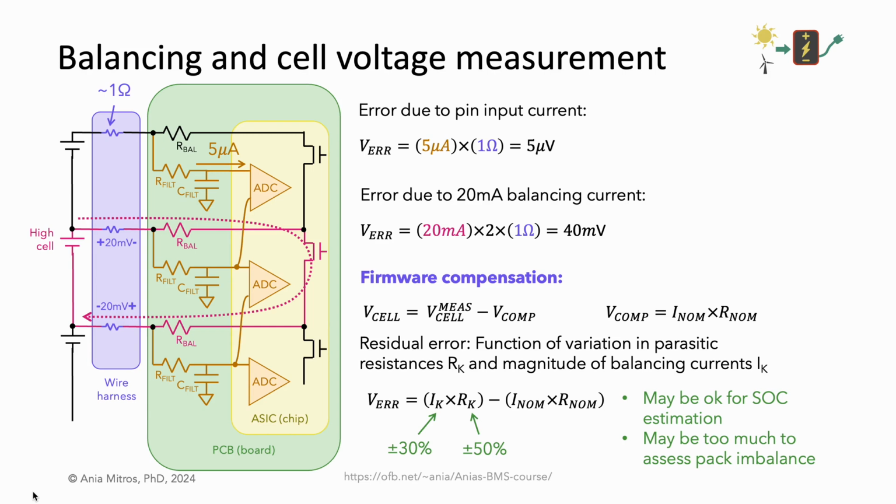or even more. The resulting residual error may be fine for some SOC estimation purposes, and yet, in many cases, may be too much for assessing pack imbalance. Firmware compensation is a good idea to consider and relatively low cost to implement.